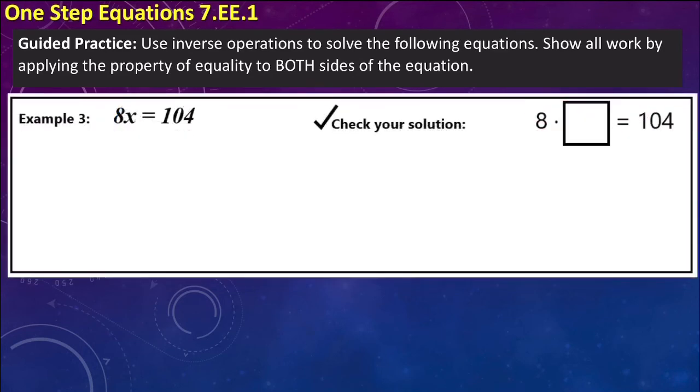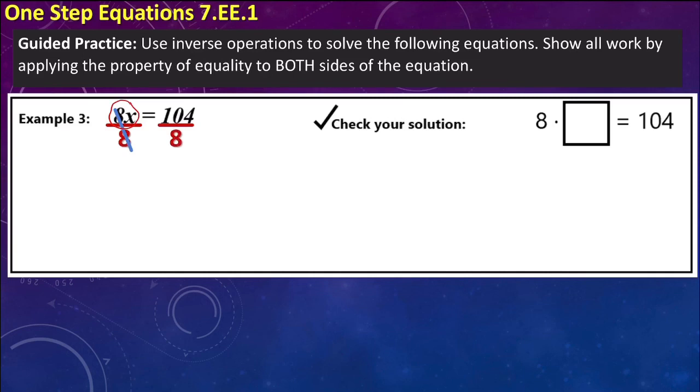Right. For this next one here, we have 8 times x, 8x, equals 104. So looking at the variable side here, the x side, that's multiplication that is presenting itself. Now the inverse of multiplication is going to be division. So we're going to divide both sides. Now when you divide the left side, we're going to divide the right side also. So we're going to divide both sides by 8. So those cancel out.